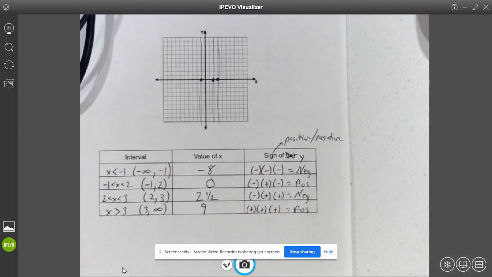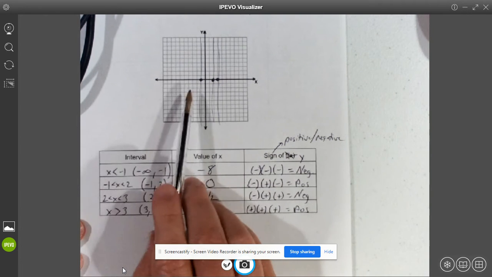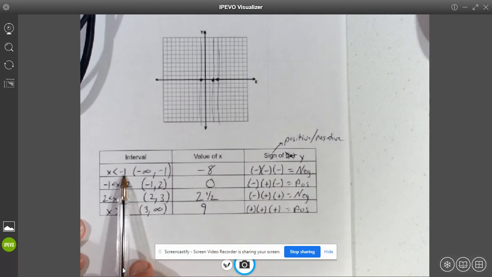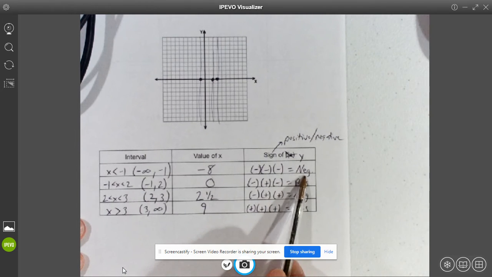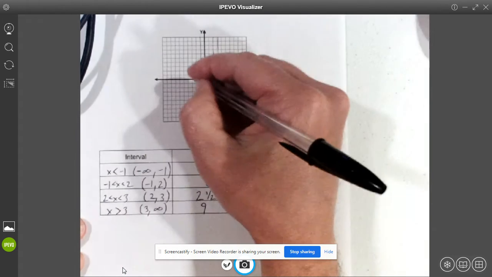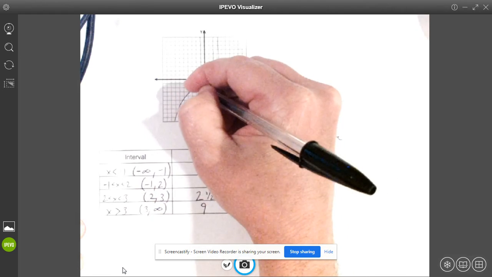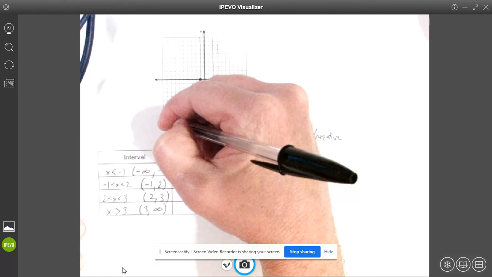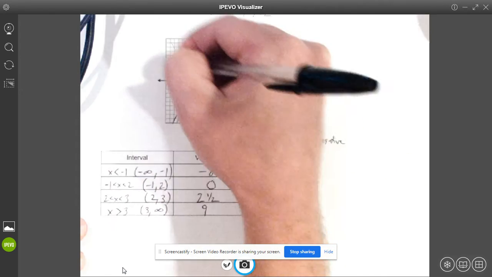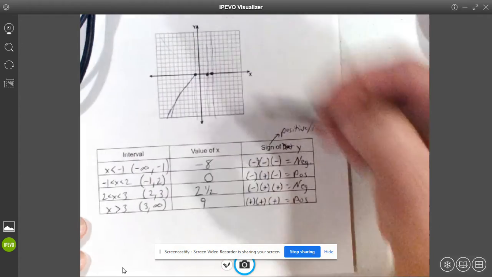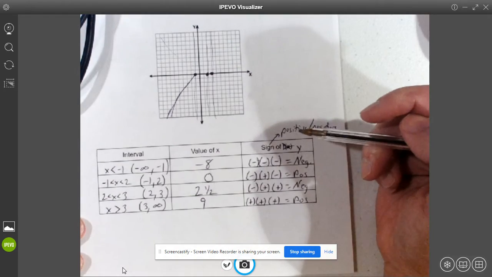Okay? And now I can start sketching the graph of this thing. So I know in this first interval, for all the x's less than -1, y is going to be negative. So I know this graph comes down this way. I don't know exactly what it does, but I know it doesn't go up. I know it's not a positive y value. I know it's a negative y value.